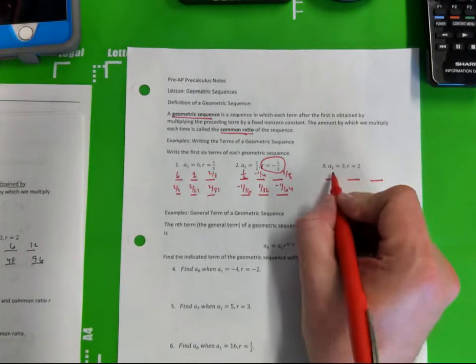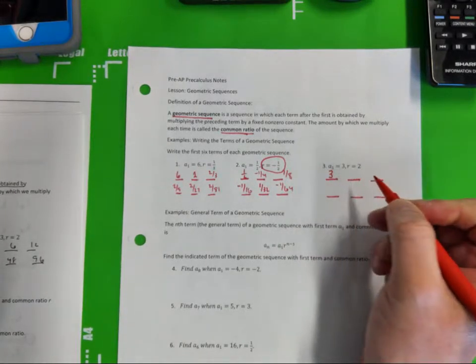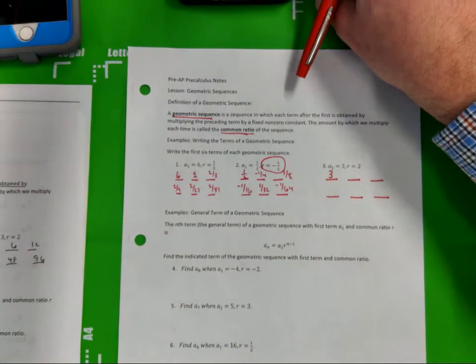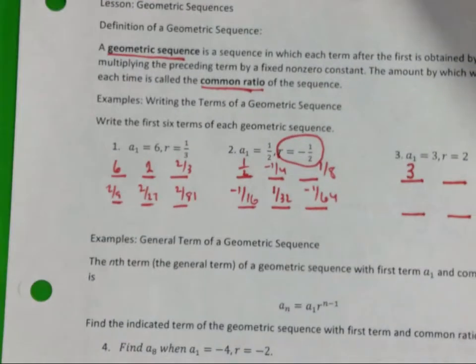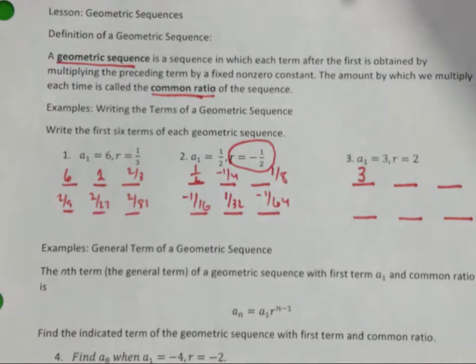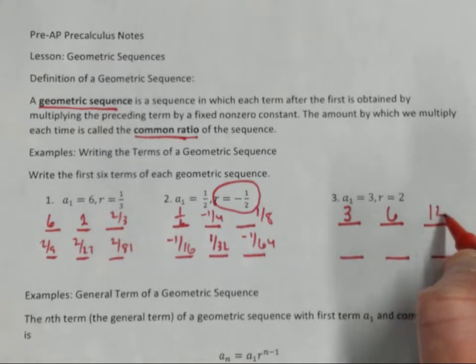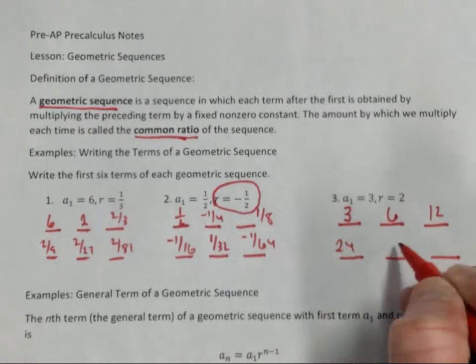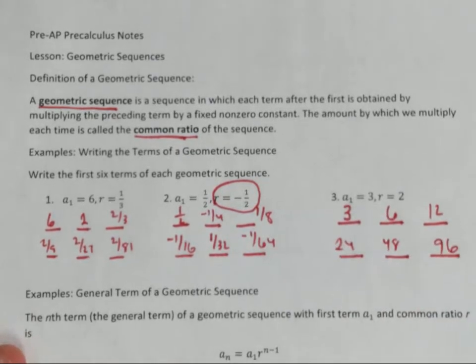Alright, what's our first term over here? 3. I'm going to multiply it by what number? 2. Here we go. 3 times 2 is? 6. Yep, good job. 6 times 2 is? 12 times 2 is? 24 times 2 is? 48 times 2 is? Very good.